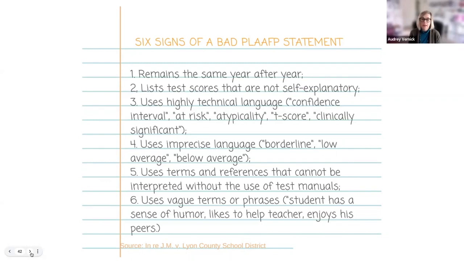Like the present level statement that says the student has a sense of humor, likes to help the teacher, and enjoys his peers. That might be helpful information for the team to know, but it's not really central to what we need in the present levels of academic achievement and functional performance.